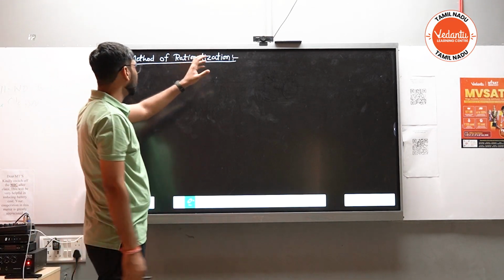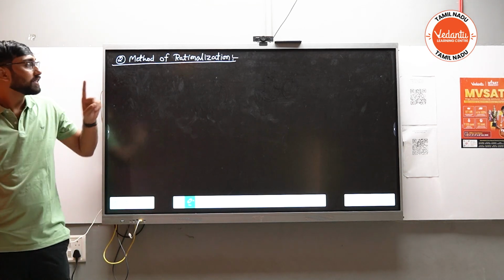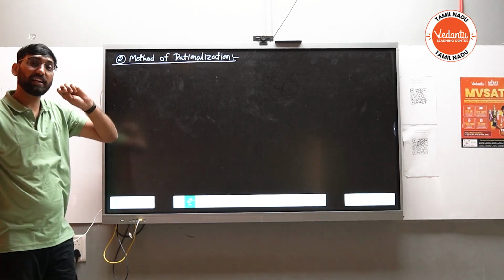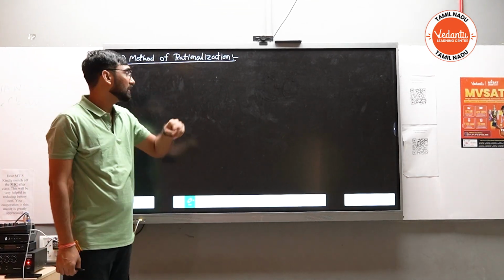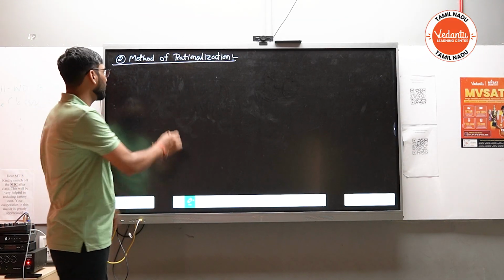Okay, now the next method we have is the method of rationalization. How does it work? See, this method is very important. What help will this method do? This method will help us solve infinity by infinity problems as well.